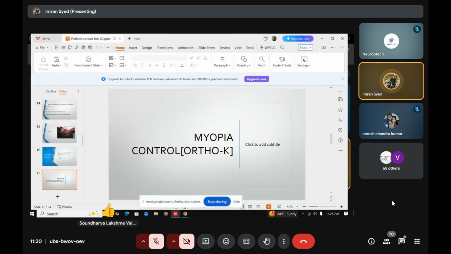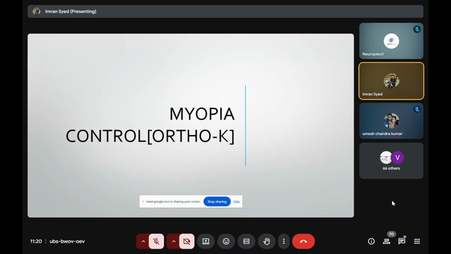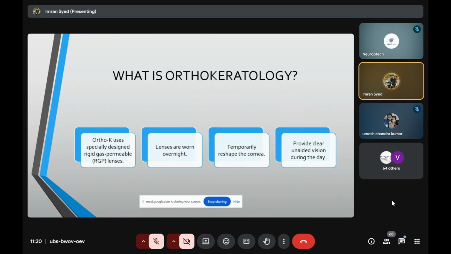So now we'll start on ortho lenses. Right now, myopia control is very popular, because everyone is looking for different methods to control myopia progression. So what is orthokeratology? Orthokeratology is a special type of lenses that temporarily reshape the cornea and allow the visual acuity to increase without the use of any lens after the day. Ortho-k lenses are specially designed rigid gas permeable lenses. These lenses are meant to be worn overnight. They are not meant to be worn in the day.